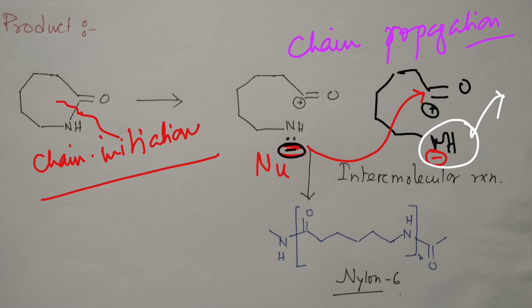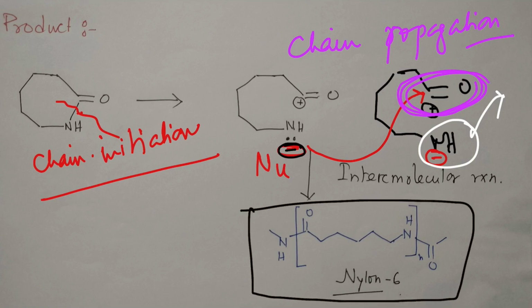Chain termination is by quenching, because cationic and anionic ends are there, so they could be quenched by any solvent which can act as a nucleophile and attack this terminal CO plus and quench its electron deficiency. Or this NH minus can take a proton. In this way it could be possible. So what does it produce? It produces a very famous polymer, students, remember, nylon 6.